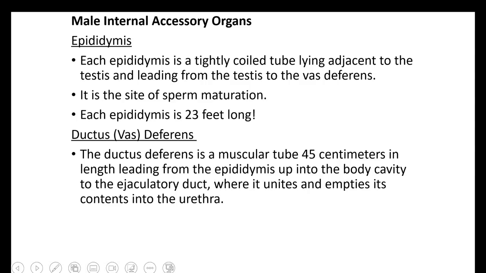Now, male internal accessory organs. First, you're going to have that epididymis. Each epididymis is going to be a tightly coiled tube lying adjacent to the testis, and it's going to lead from the testis to the vas deferens. This is your site for sperm maturation.